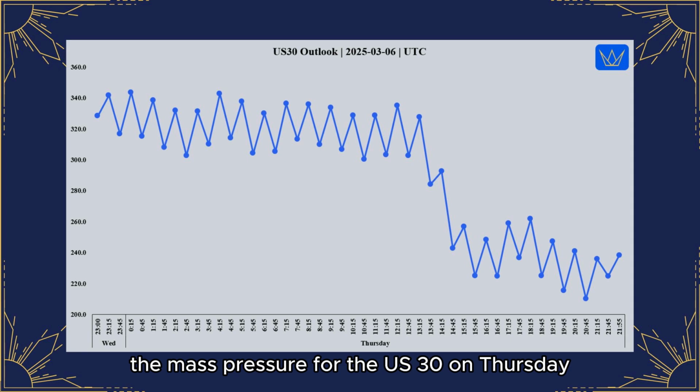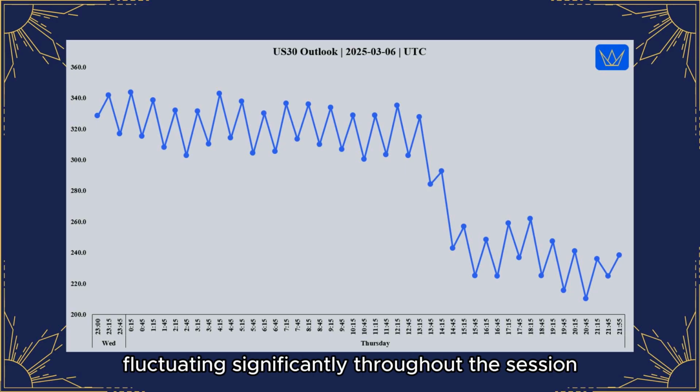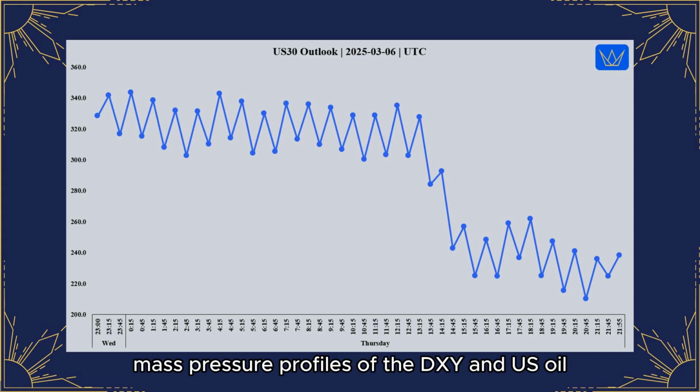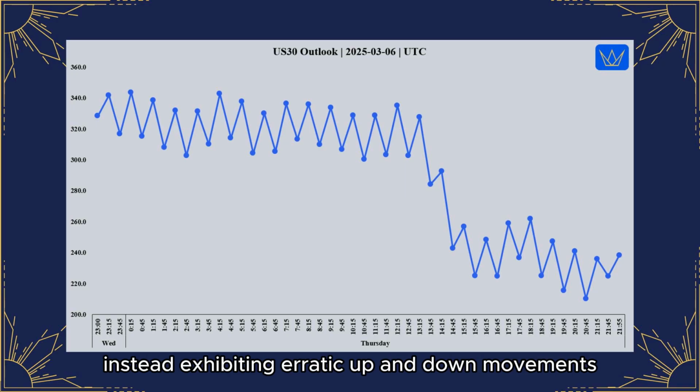The mass pressure for the Us30 on Thursday is characterized by high volatility and a wide range of values, fluctuating significantly throughout the session. Unlike the flatter mass pressure profiles of the DXY and UsOil, the Us30 data displays no clear directional trend, instead exhibiting erratic up and down movements.